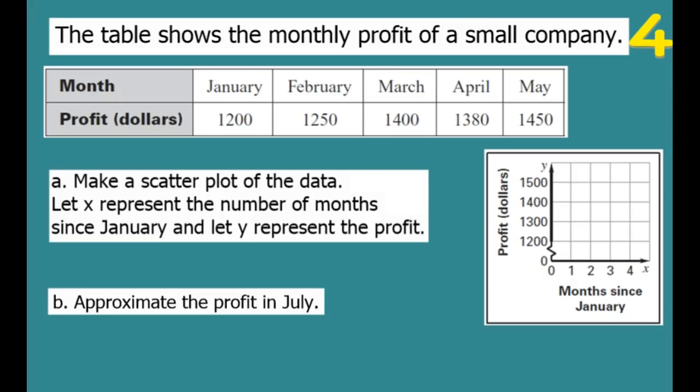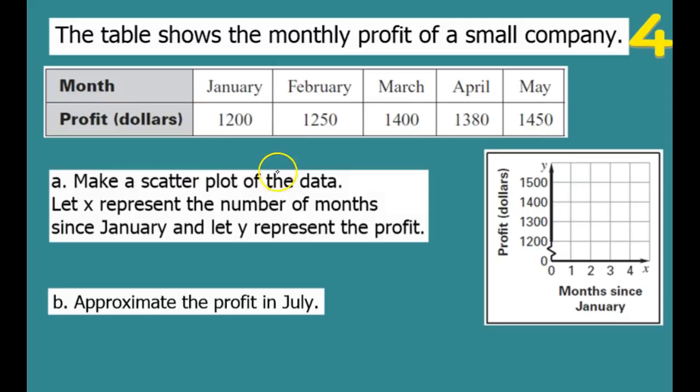And our last problem of the day, we are going to make another scatter plot. This one says the table shows the monthly profit of a small company. In January, they made $1,200 in profit. February, $1,250. March, $1,400. April, $1,380. They went down a little bit. In May, they went back up to $1,450.